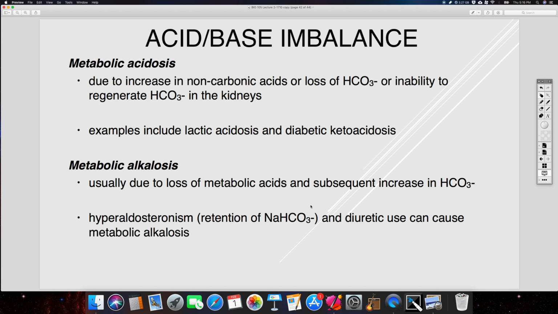Metabolic alkalosis is typically due to the loss of metabolic acids, and then you have an increase in bicarb. An example here: hyperaldosteronism results in the retention of sodium bicarbonate. If you retain bicarbonate, obviously that's a base, so pH will go up. Diuretic use can cause metabolic alkalosis as well. Even vomiting, when you lose that stomach acid, can sometimes result in metabolic alkalosis.